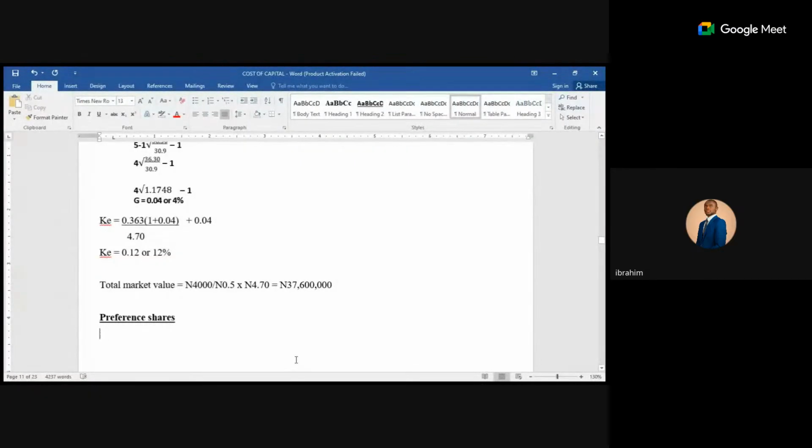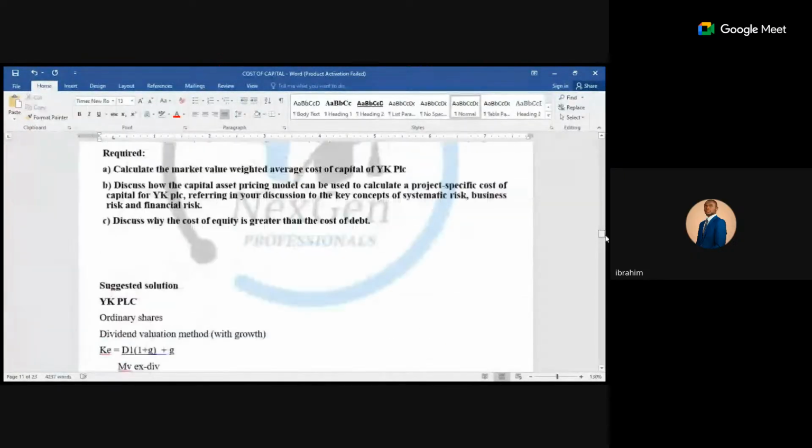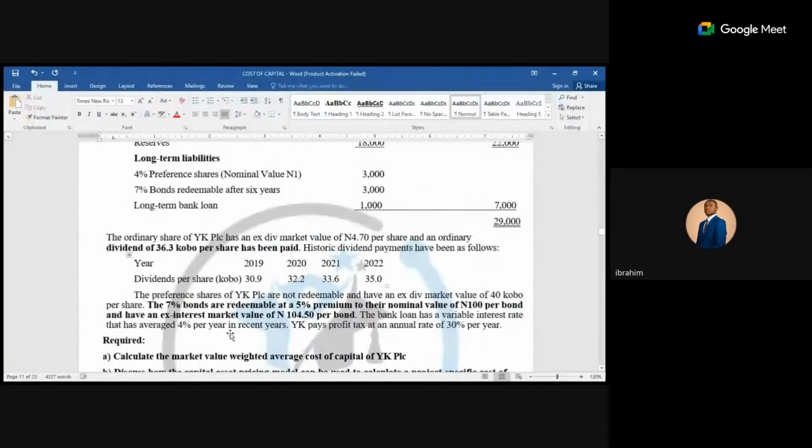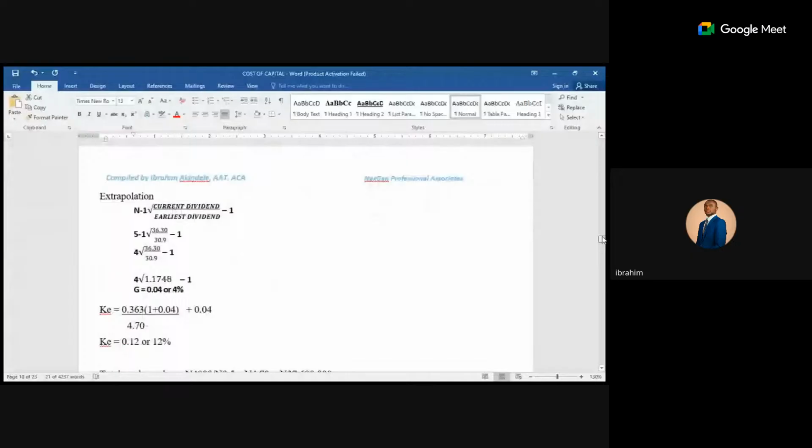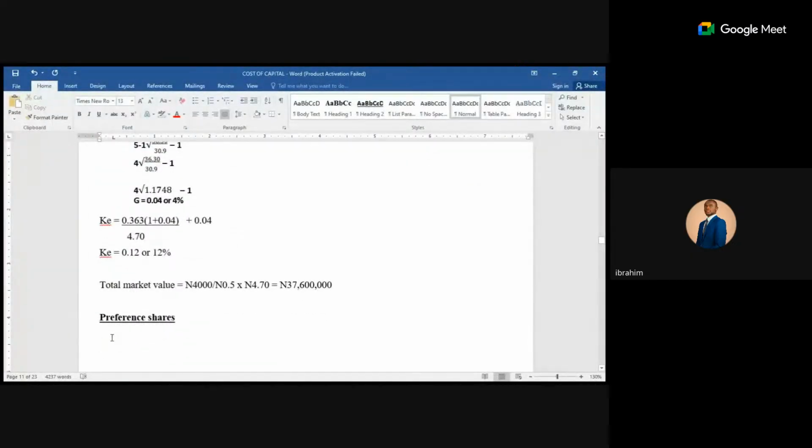Preference shares. We're told, class, don't forget that even if the preference shares is redeemable, you will use internal rate of return to determine the cost of preference shares. Please take note of that, but it is not redeemable. So what is the formula for calculating the cost of preference shares? Dividend over market price. That's the preference shares dividend over market price.